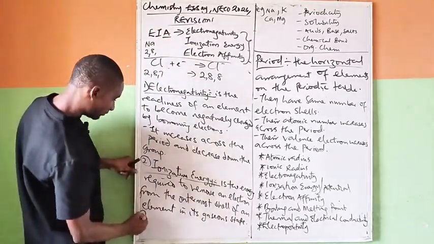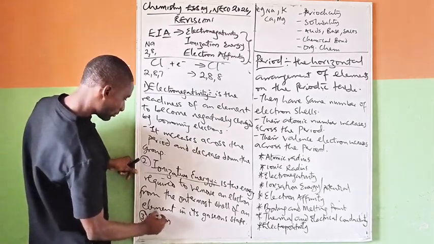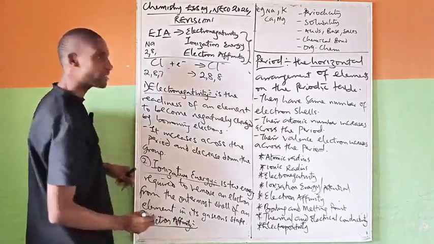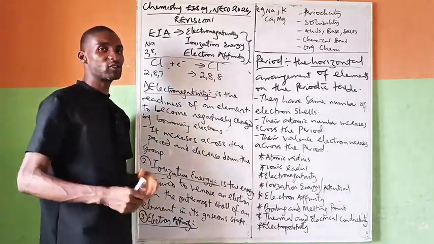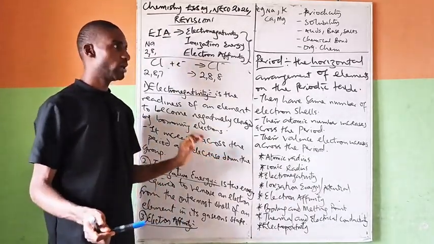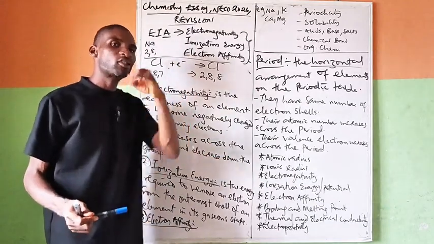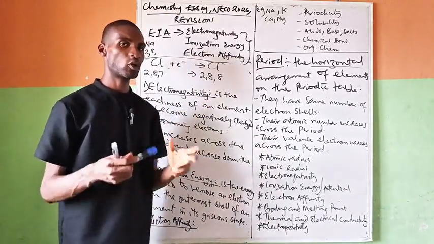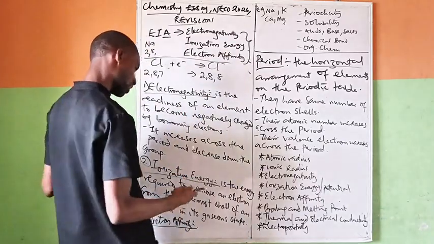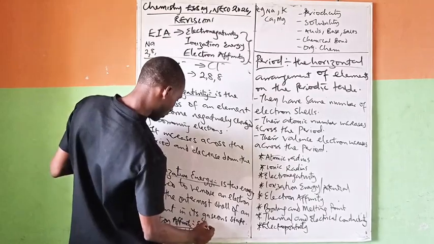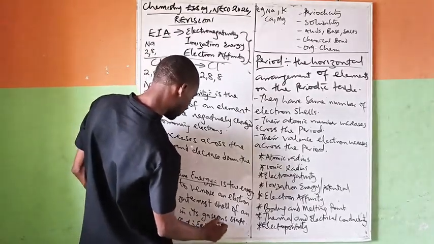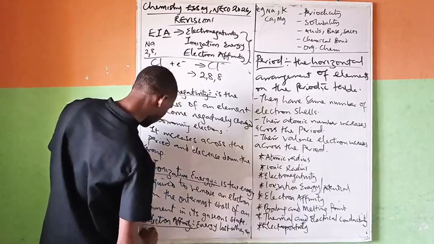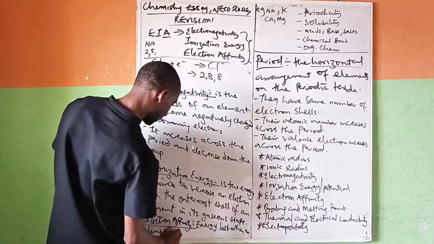So number 3 is your electron affinity. What's electron affinity? Affinity simply means love. So electron affinity means love of electron. So it's the love of electron, but you can also define it as the energy that is lost when an element gains electron. Energy that is lost, okay, when an element gains electron in its gaseous state. Energy lost, that's electron affinity. Energy lost when an element gains electron.